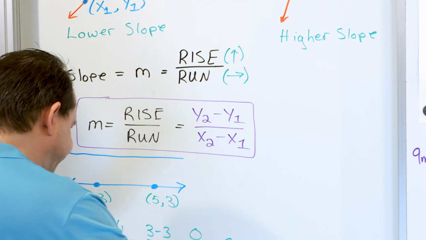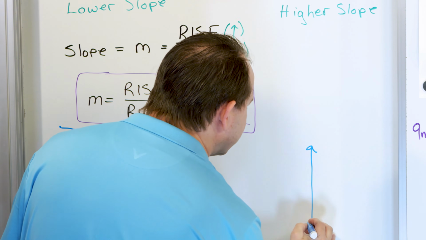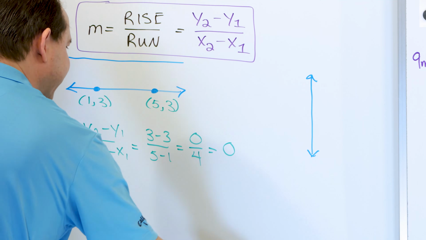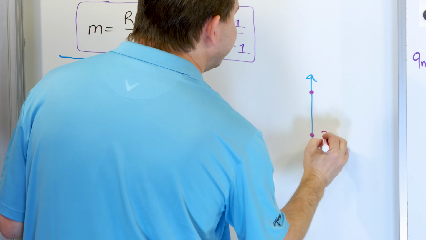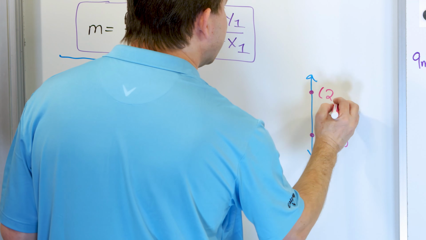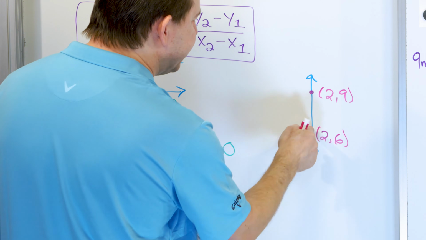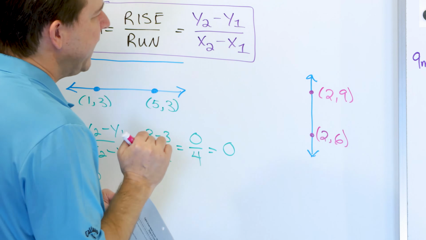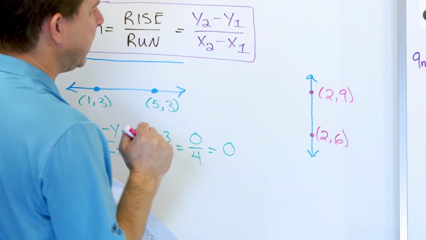Point number two is I wanted to show you what happens if the line is completely vertical like this. Let's make up some points that could lie on this line. Let's say this is at like 2, 6, and this is at 2, 9. So it's like over 2, up 6, over 2, up 9. And so it's vertical because why? The x values are the same. That's what makes a vertical line like this.